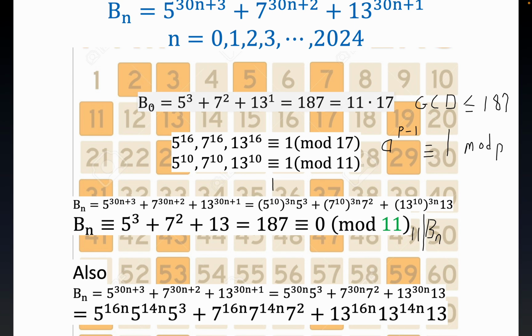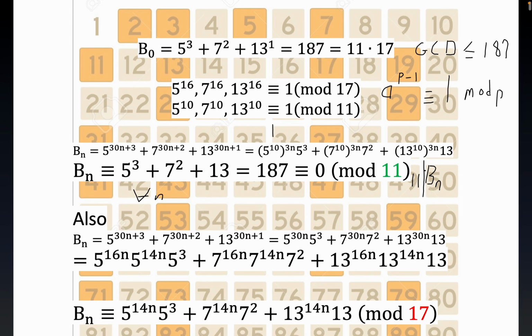Now this is kind of strange looking. This is just for the first, but we've actually shown right here that 11 divides b to the n for all n in the problem. And when I say for all n, I mean n up to 2024. Okay. So anyway, that's some good news. You know, we know that for a fact. However, we don't know anything about 17 yet. So let's see what happens with 17.